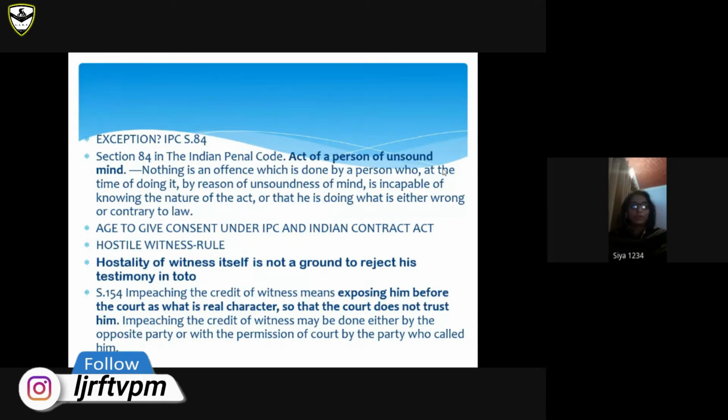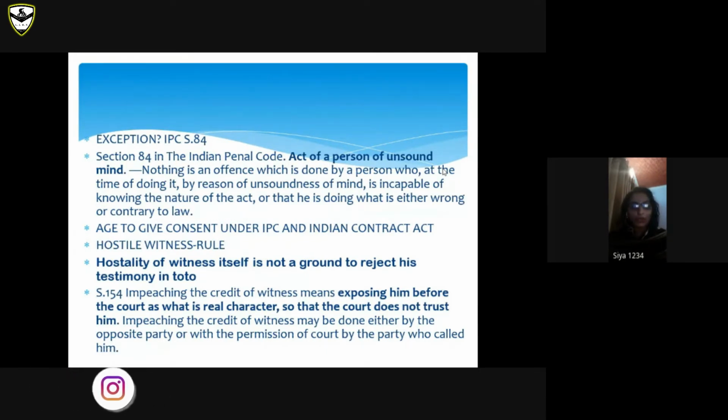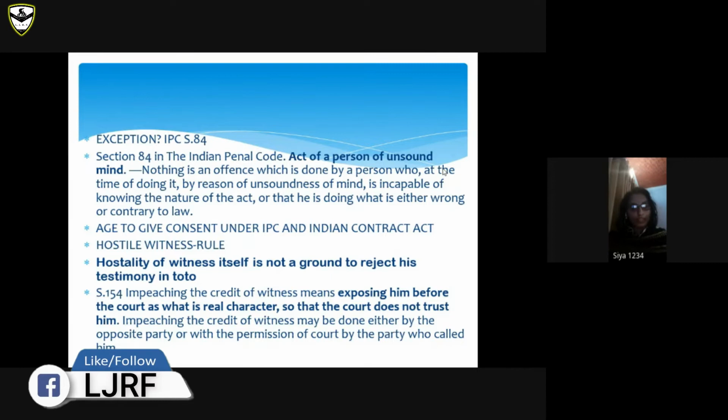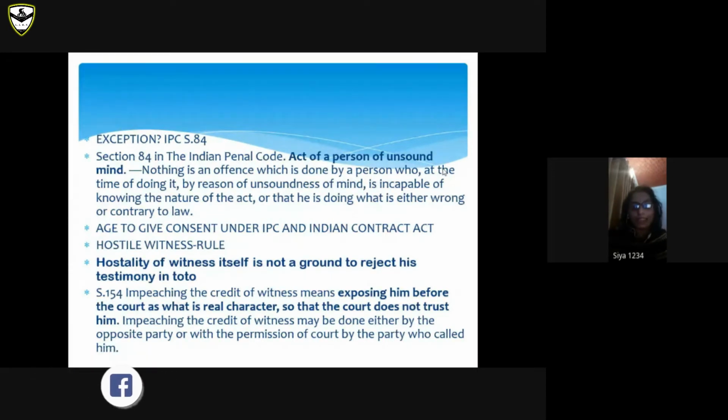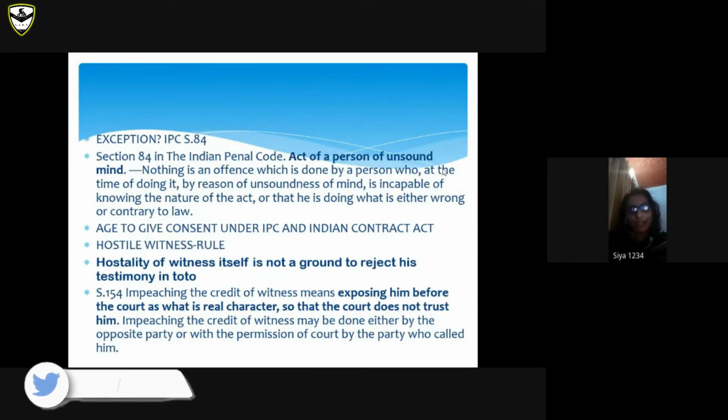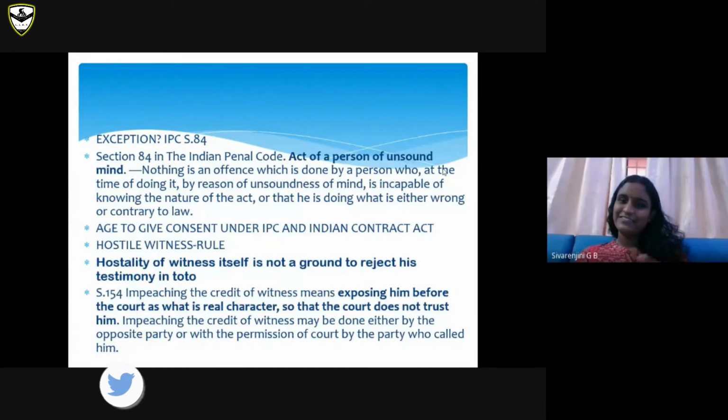And the next one is related to the Indian Evidence Act and the section related to hostility of witness. When we are calling a person or a witness a hostile witness, when can we call a witness a hostile witness? When the witness is changing the position.